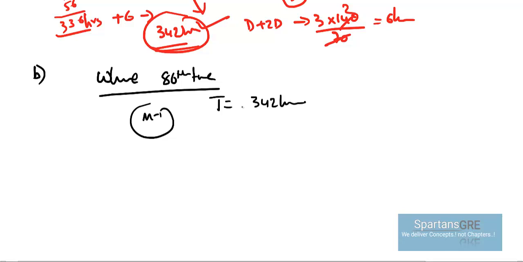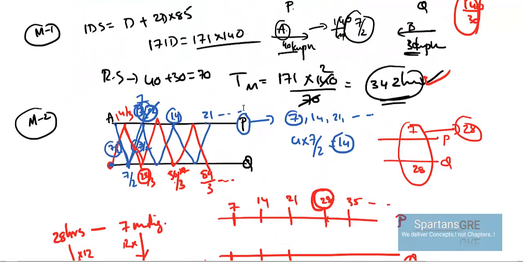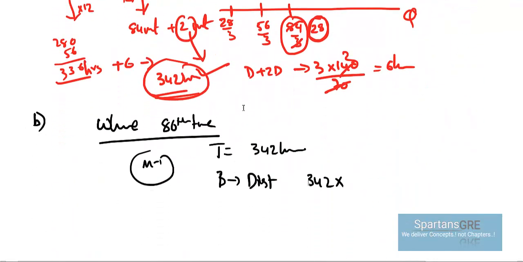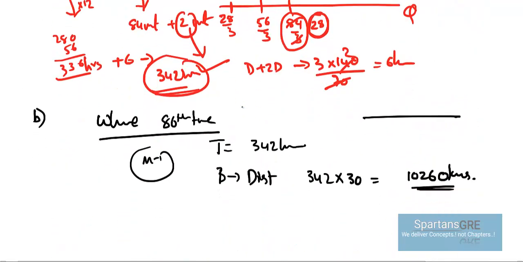Suppose if I take B, in 342 hours, B travels a distance of 342 into how much speed? For B it is 30 kilometers per hour. I'm just calculating for B. So it will be 10260 kilometers. So when they meet for the 86th time, B would have traveled a total of 10260 kilometers. But our total distance itself is how much? It is 140 kilometers.